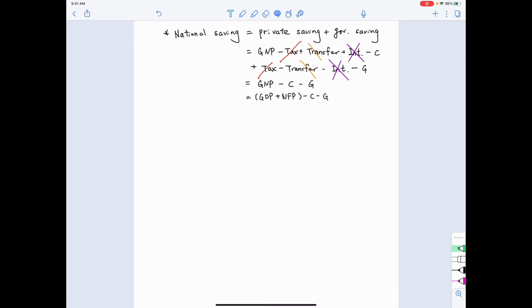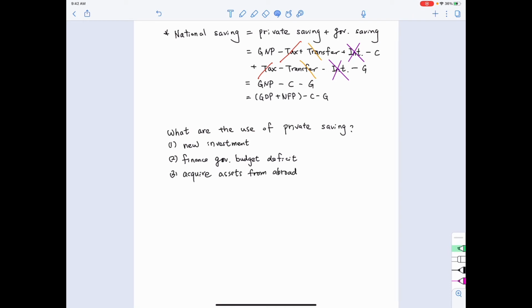After looking at the savings and wealth, we want to move on to ask the question, what are the uses of private savings? It turns out that private saving has three uses. The first use of private saving is for financing new investment, which is very straightforward. If we have only households in the economy, when we save, we are going to invest. The second use of private saving is to finance the government budget deficit, and later on I'm going to show you why that is the case. The third use of private saving is for acquiring assets from abroad, and again, I will explain that in detail later.